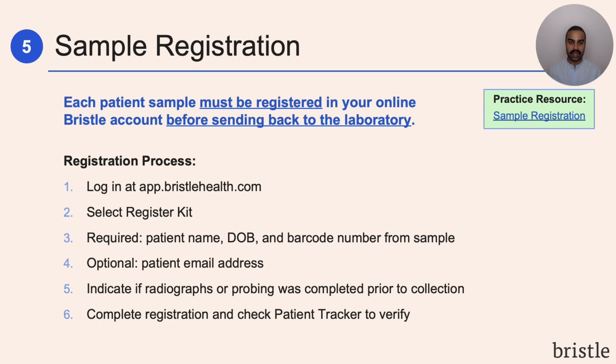You log into your Bristle account and select Register Kit. The three main pieces of information that you'll need to enter are the patient's name, the date of birth, and the unique kit barcode that's on both the test kit and the tube, starting with BH. Optionally, you can add the patient's email address if you want to share results with them later. You'll also indicate if you completed any radiographs or probing prior to collecting the sample. Then you just select Register, and you'll be able to verify that the sample is registered by looking for the patient within your patient tracker.